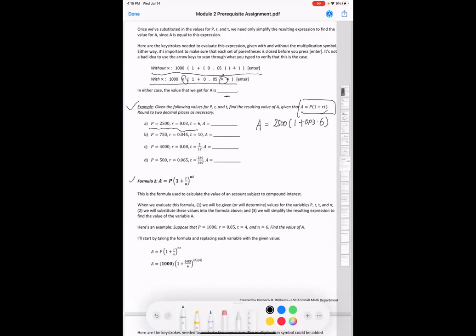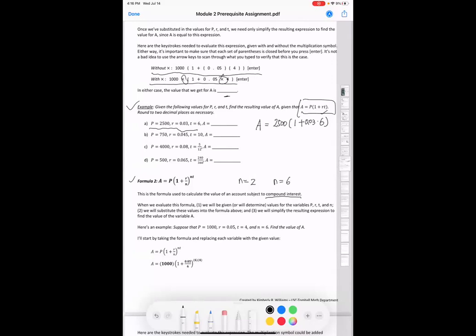Next formula is used to calculate an account subject to compound interest. The compound interest means if you deposit the money in the bank, the bank will pay the interest to you a number of times. For example, they pay you twice a year, so N equals 2. If they pay you 6 times a year, so N equals 6.